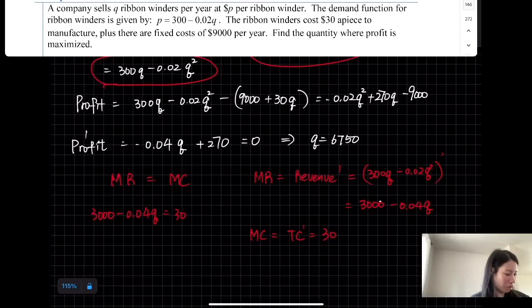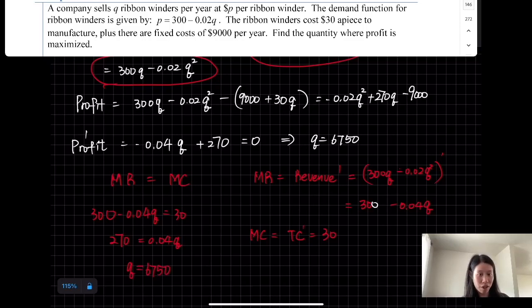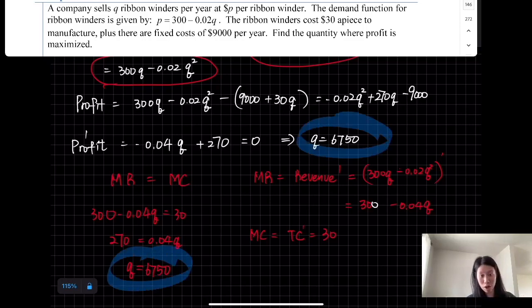Yeah, 3,300. So that means I want to have 300 minus 0.04 Q equals 13. And when you solve it, I have 27 equals 0.04 Q, and divide by 0.04 on both sides, I have Q equals 6,050. So you should end up with the same answer as you did by just taking the first derivative of the profit.